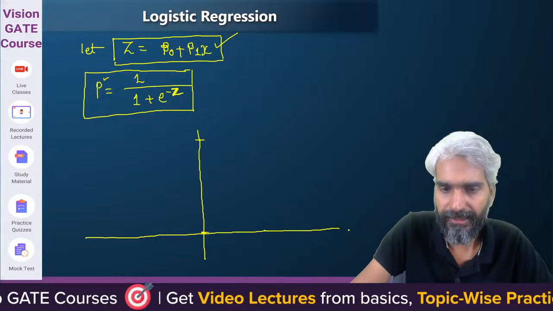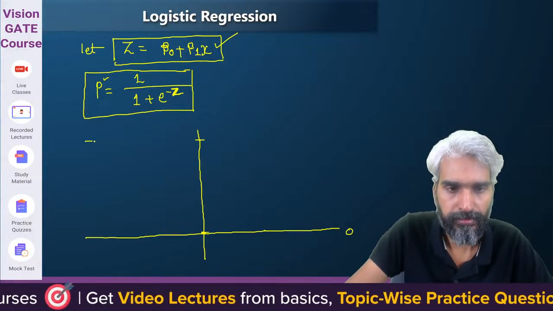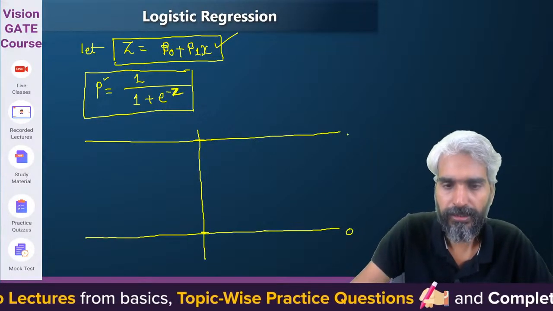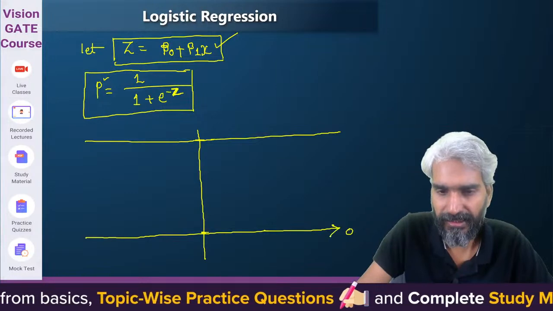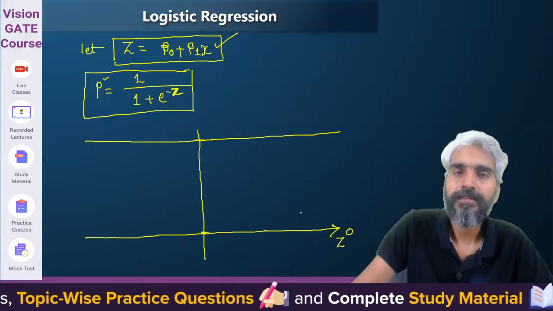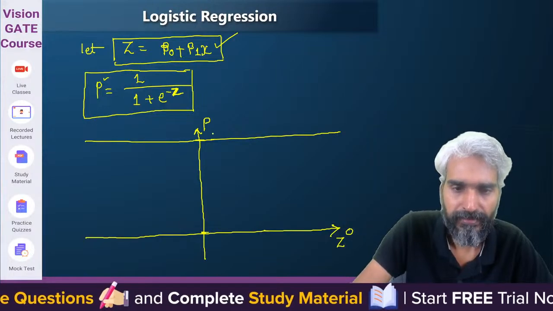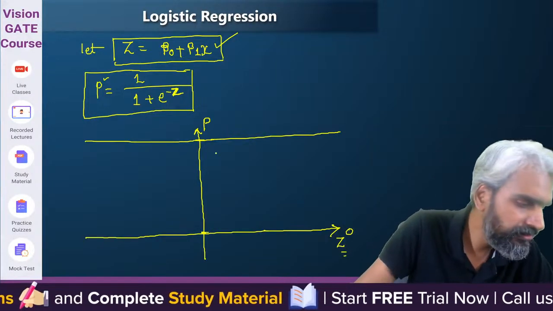This is your line 0. This is your line 1. So basically, this is nothing but your z, and this is your probability.